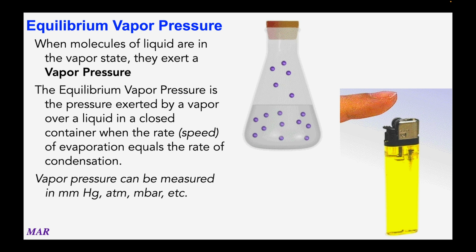So once it establishes itself, which often doesn't take too long, then the rate or speed of evaporation, liquid going to gas, is equal to the rate or speed of condensation, gas going to liquid. So these molecules are going back and forth, back and forth, if it's a closed system. And this process is used in the cigarette lighter there in the lower right-hand corner.